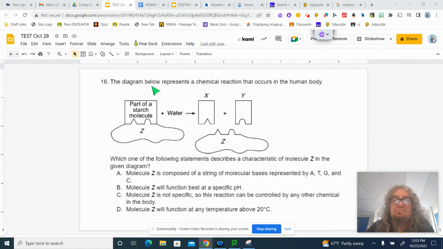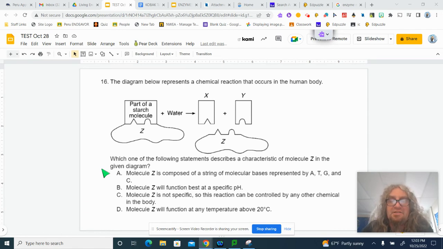Question 16. The diagram below represents a chemical reaction that occurs in the human body, and we have part of a starch molecule, and then molecule Z plus water makes molecule X, molecule Y, and there's molecule Z. Which one of the following statements describes a characteristic of molecule Z in the given diagram?